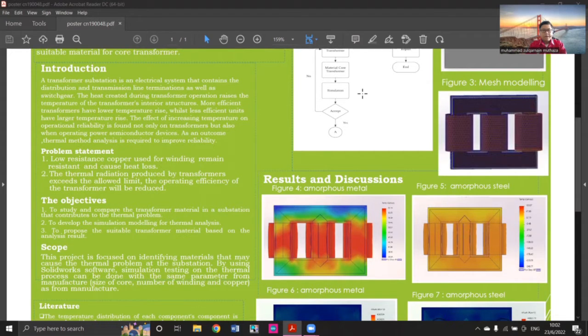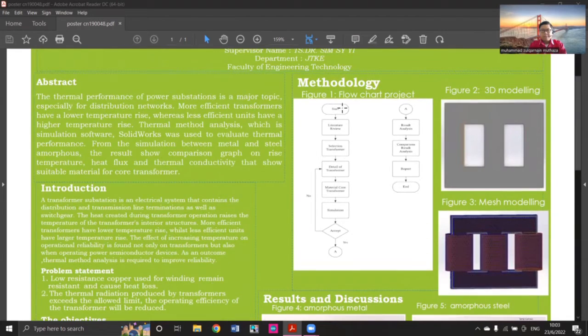For the scope, this project is focused on identifying the material that may cause the thermal problem at the substation. By using SolidWorks software, simulation testing of the thermal process can be done with the same parameters as the miniature. All the parameters that I use for my simulation I got from my site visit, which helped me get exactly the same heat as the actual project on site.